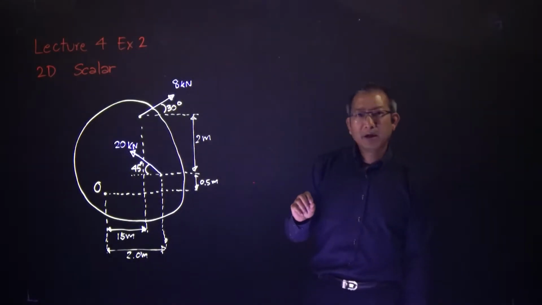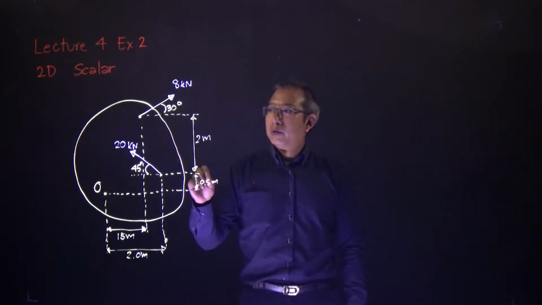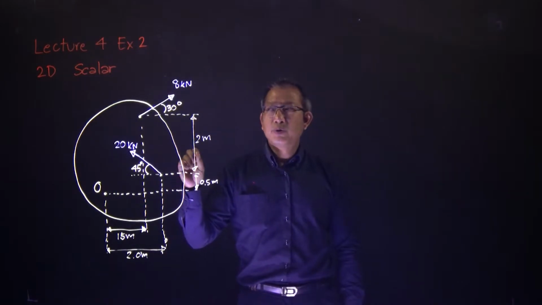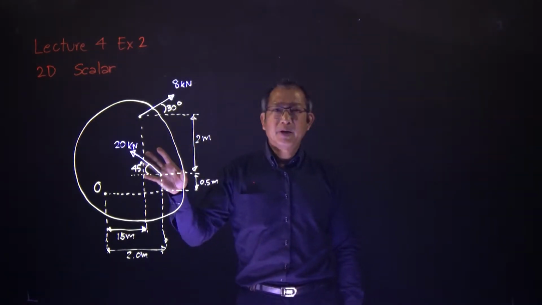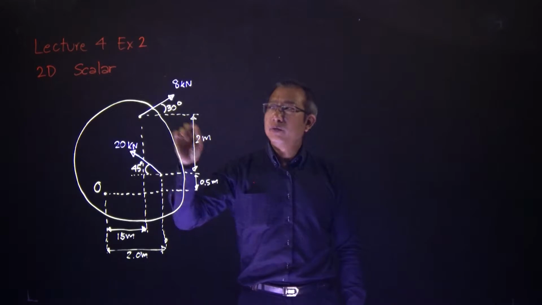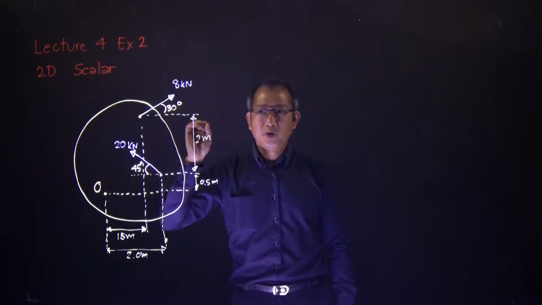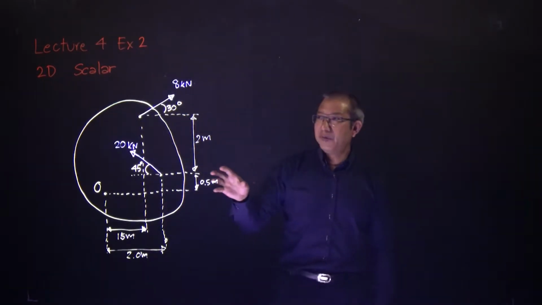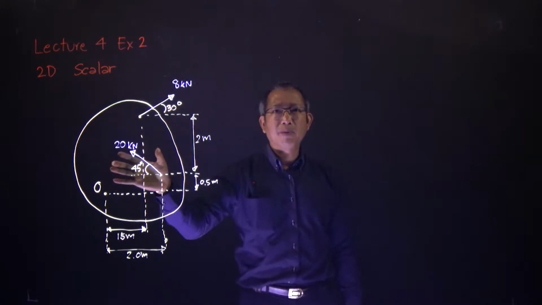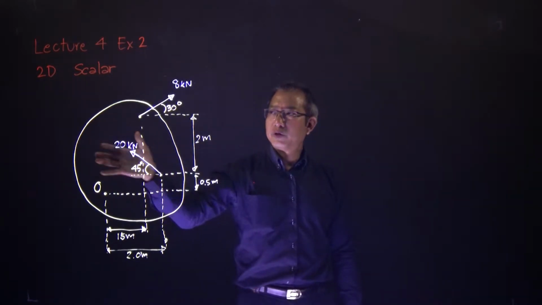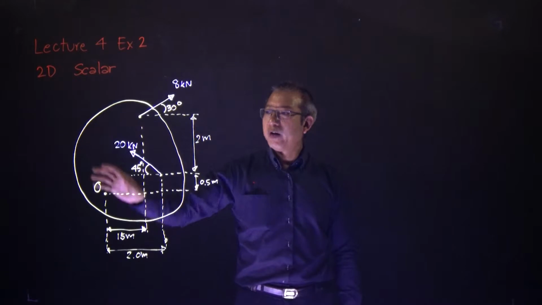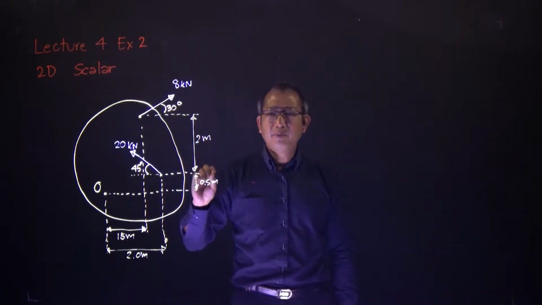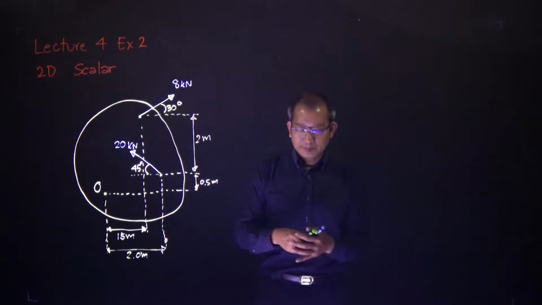Hi, this is another example to find resultant force and resultant moment for 2D application. In this one, we're going to use scalar method to solve it. The picture given here is already a free body diagram. So with the question, all we have to do is draw it down like it is, and then we have the free body diagram.